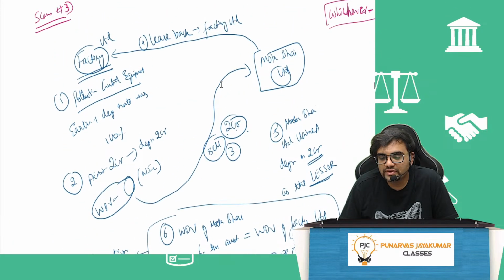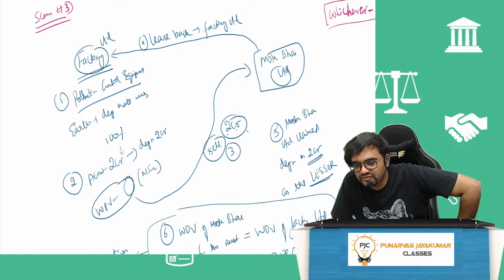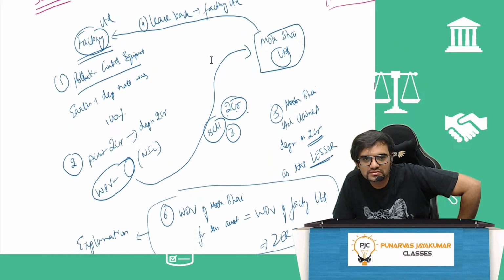One more scam they were doing. These are all some explanation. One more scam. Mota Bhai Limited and there was one Factory Limited. Factory Limited had a pollution control equipment. Earlier, pollution control equipment depreciation rate was 100%. So I took full depreciation. So an asset worth 2 crore, depreciation 2 crore. What is the WDV? Nil.